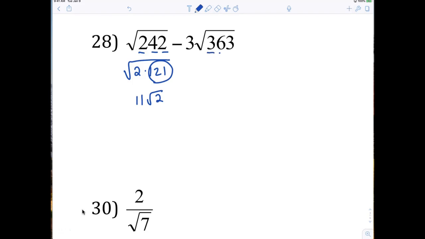Now if I'm looking at 3, 6, and 3, I know it's divisible by what? 3. So this is going to be 3 times 121. So what's the square root of 121 again? 11. There's a what out in front? So that makes it negative radical. Can I do anything with that? No. That's the answer. Everybody good with that? No way to simplify.